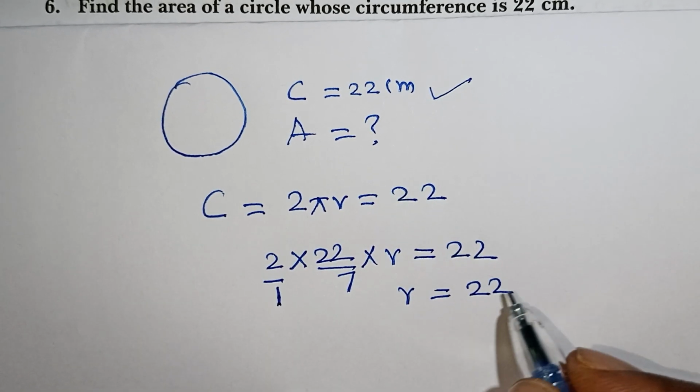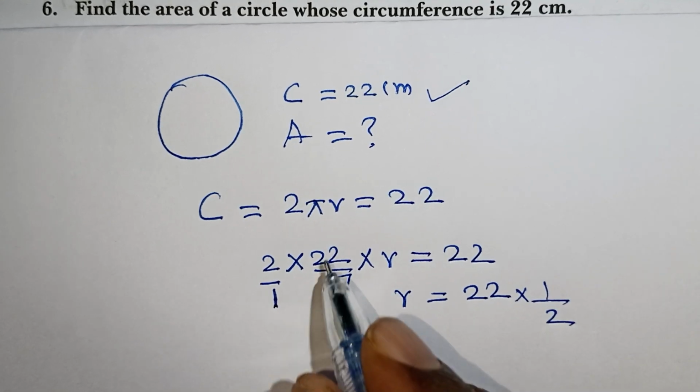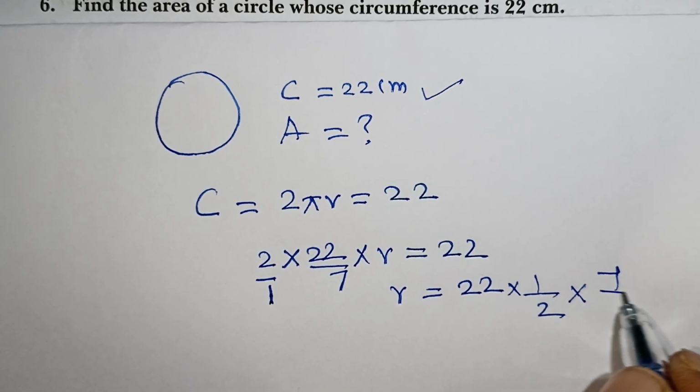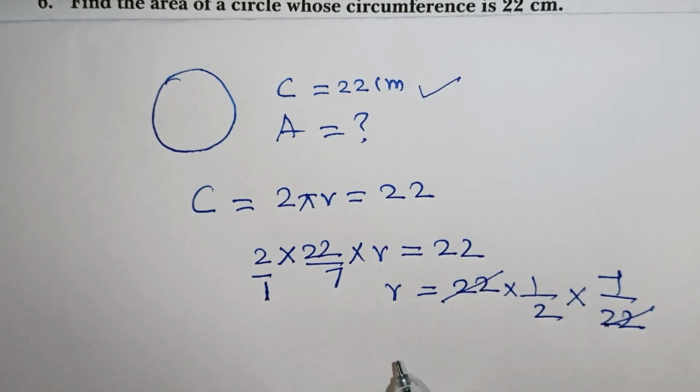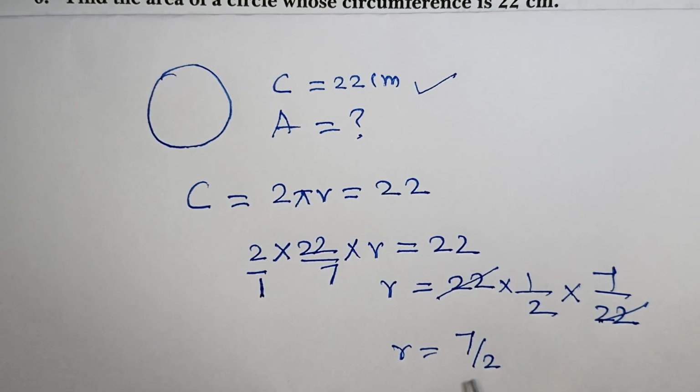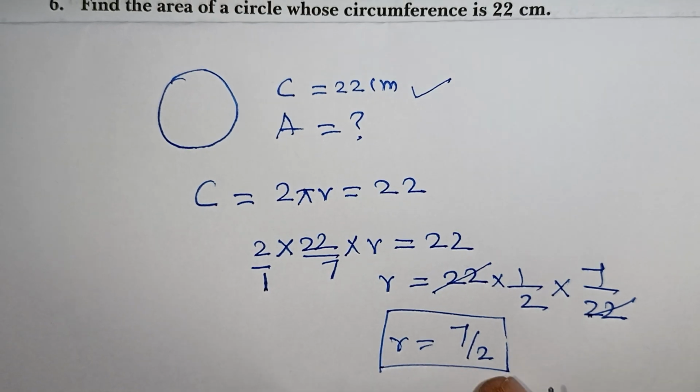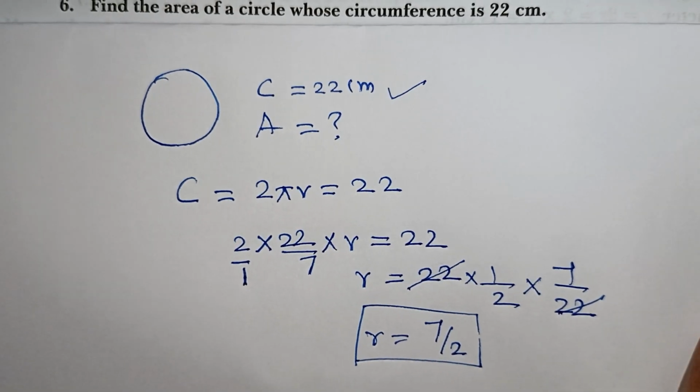This 2 by 1, if we take it to the other side, will become 1 by 2. 22 by 7, if you bring it to the other side, will become 7 by 22. 22 and 22 will get cancelled and the remaining value is 7 by 2. If you want, you can make it into a decimal number, or you can keep it as it is also.